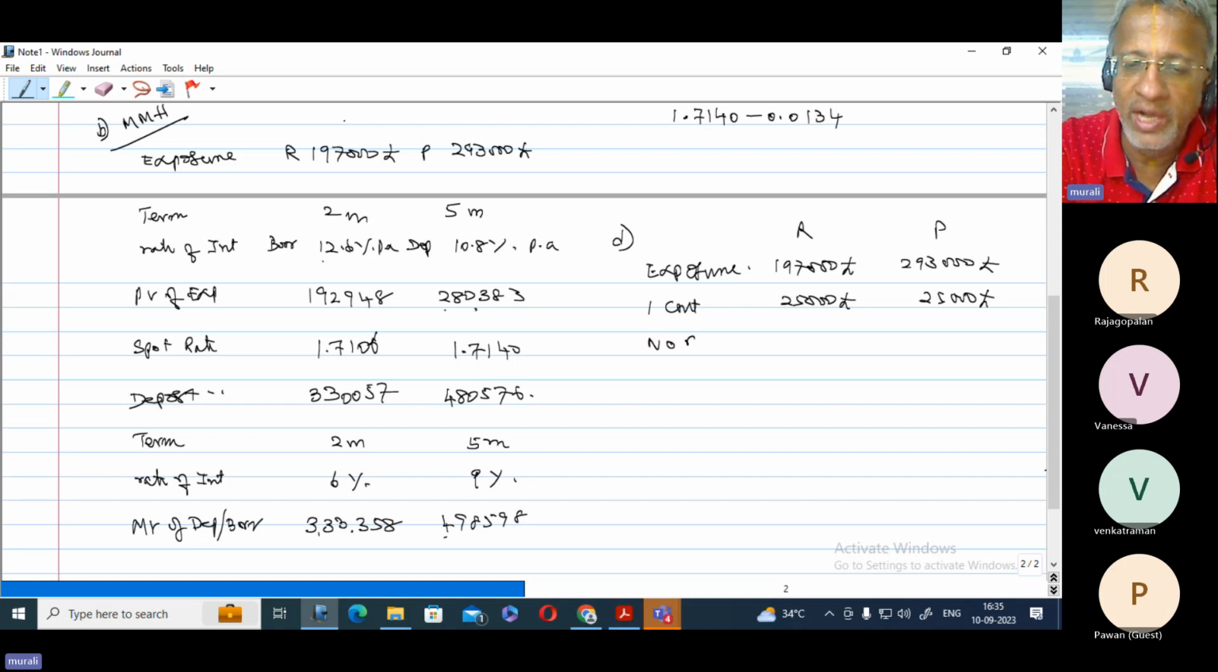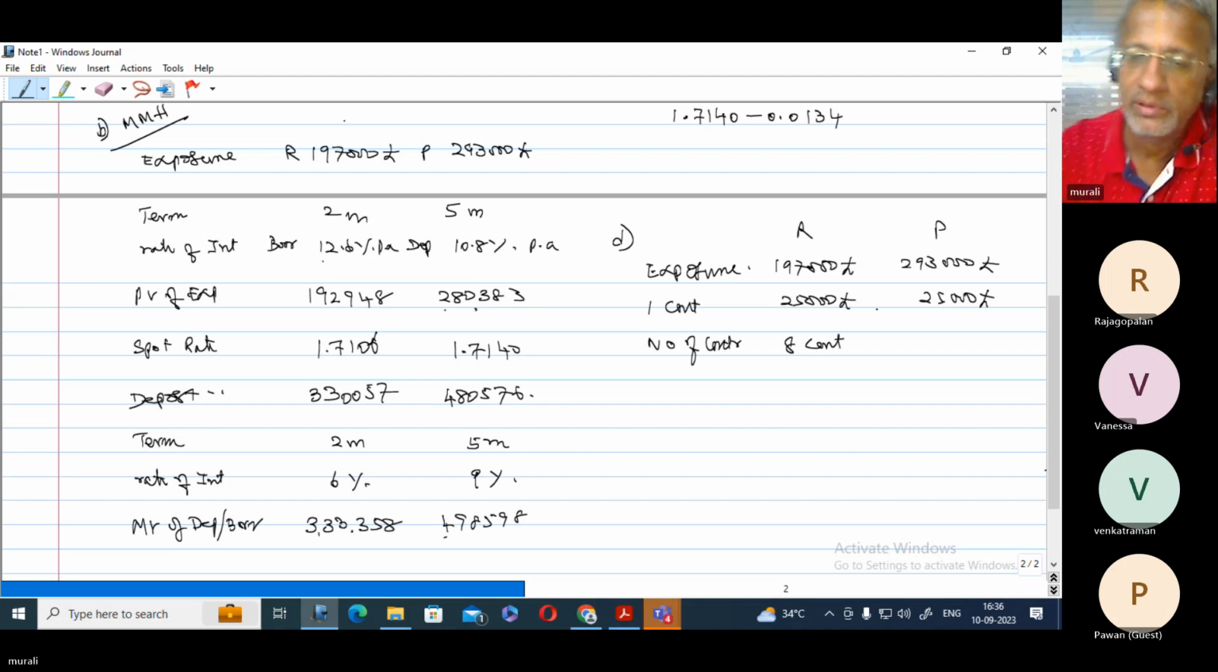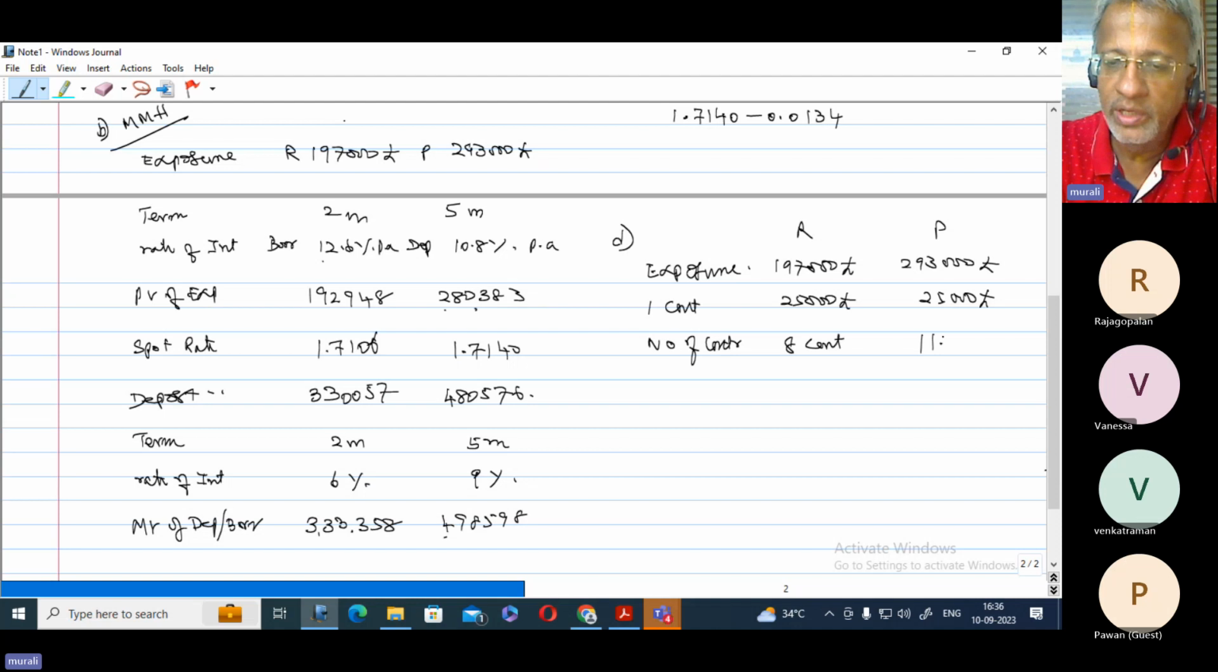So number of contracts: in all other problems, we would convert them and then do it, because the contract will be denominated in some other currency. We may convert it and then check it up. Whereas we are very fortunate in this case. 197,000 divided by 25,000 should give you 7.88, that being 8 contracts. Then 2,93,000 divided by 25,000 comes to 11.72. So you can make it out as 12 contracts.